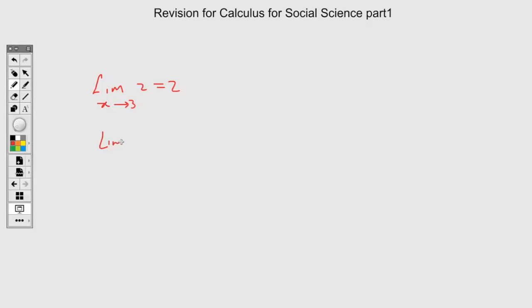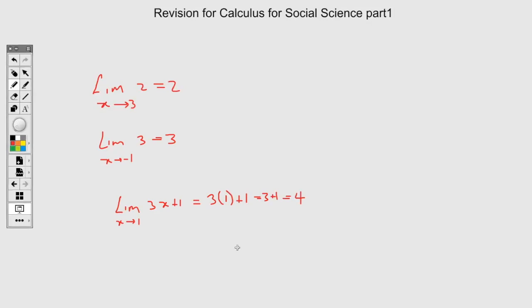So if I have the limit as x tends to -1 of, say, 3, then the answer is just 3. However, if I have a function with a variable, so I have the limit as x tends to 1 of 3x plus 1, I replace x with 1, so it'd be 3 times 1 plus 1. 3 times 1 is 3, plus 1 gives me 4.